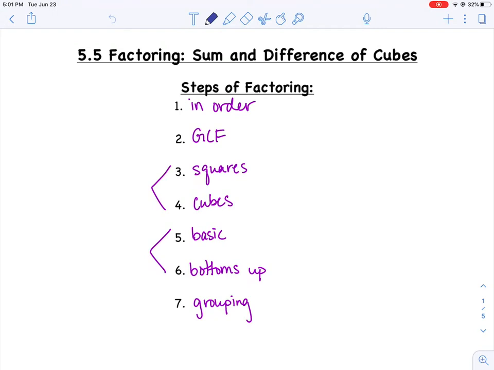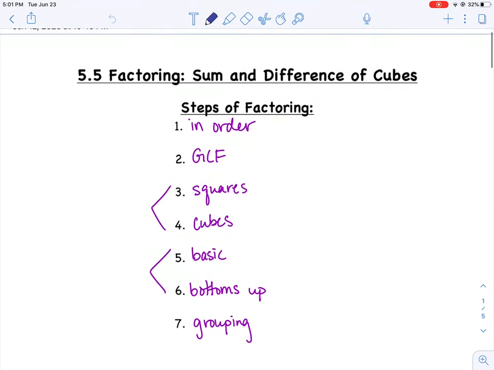Remember, if there's 2 terms, you're going to try to do a difference of squares. We talked about that in the last section. If it's not a difference of squares, then maybe it's either a sum or difference of cubes. That's what we're going to talk about in this section today.